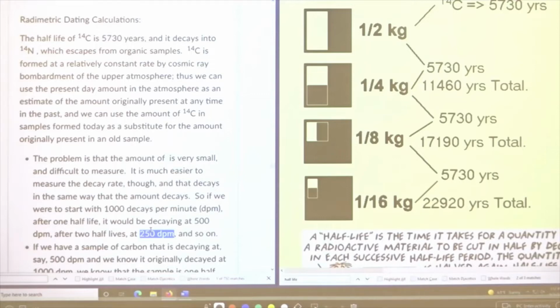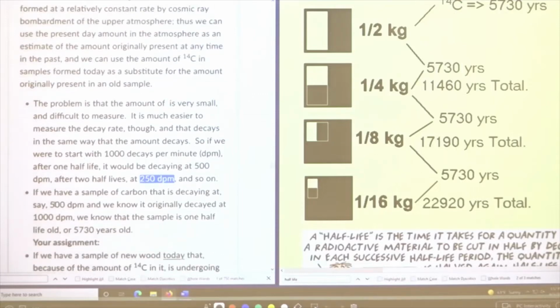And that means that if we find an old piece of carbon, say a piece of charcoal from a fire that cavemen were using thousands of years ago, and we measure the decay rate, and it's 500 dpm, and we know that it originally decayed at 1,000 dpm, we know that one half-life has gone by, and we can use that as a way of dating it. One half-life times 5,730 is 5,730 years, and we would know it would be that old.